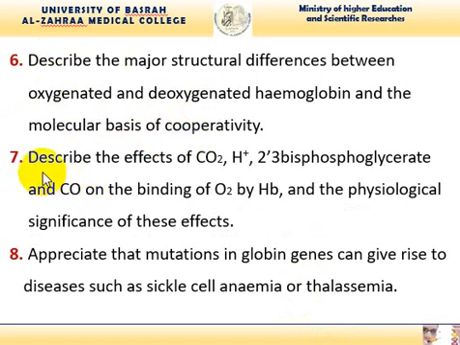Learning objective number 7 is to describe the effects of carbon dioxide, hydrogen, 2,3-bisphosphoglycerate, and carbon monoxide on the binding of oxygen by hemoglobin, and the physiological significance of these effects. The last learning objective is about the mutations in globin genes which can give rise to diseases such as sickle cell anemia or thalassemia.